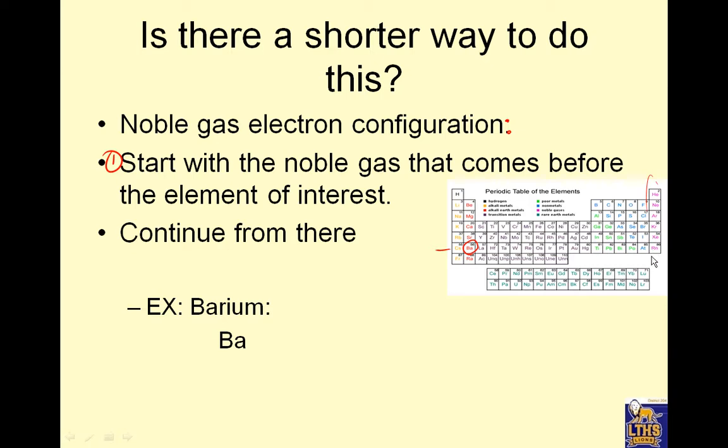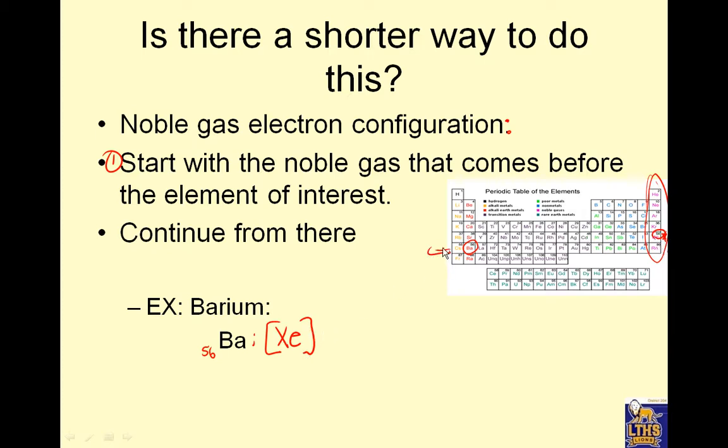What noble gas? So noble gases are in this column. What noble gas comes before barium? Well, it's xenon. Okay. So we'd start by saying, all right, barium has 56 protons. It's an atom, has 56 electrons. I'm going to put the element Xe in brackets for xenon. Okay, that takes care of, well, 54 electrons.